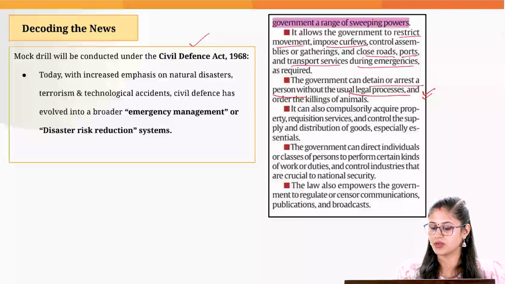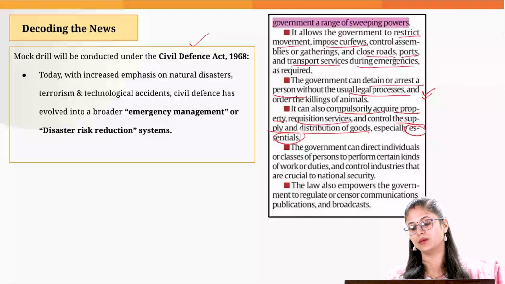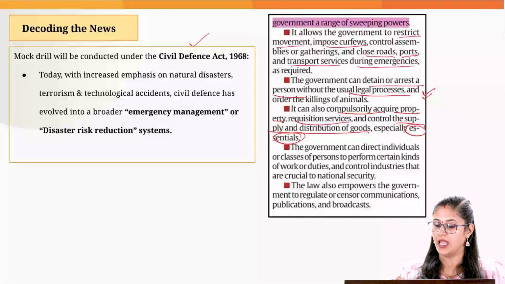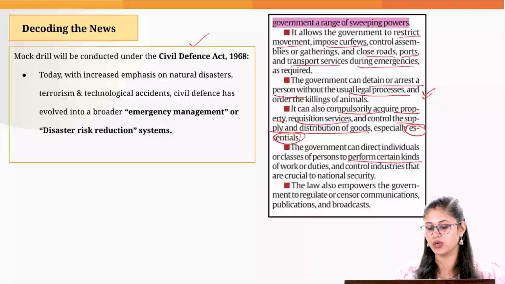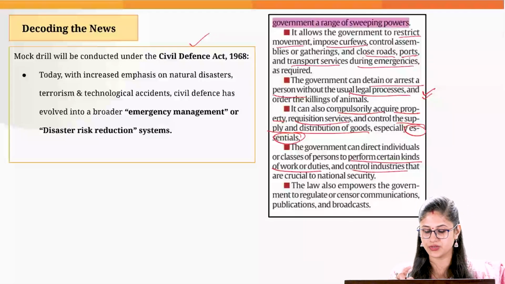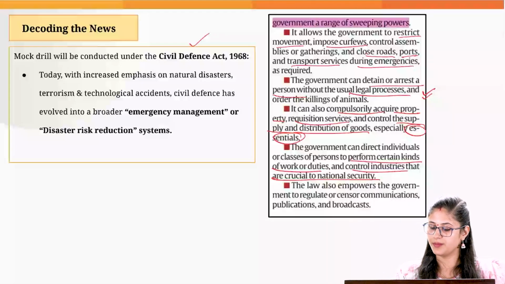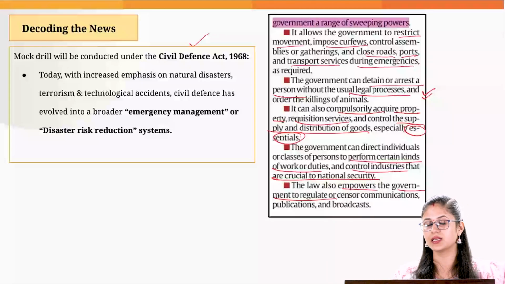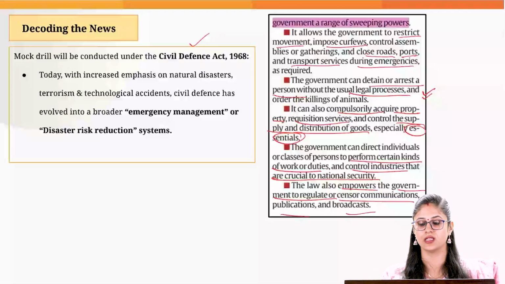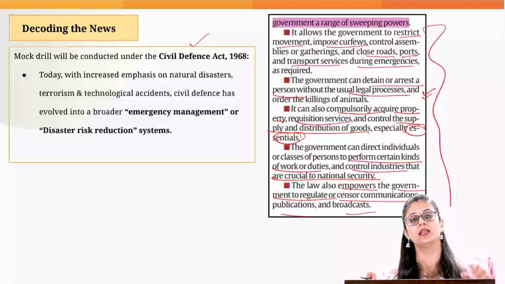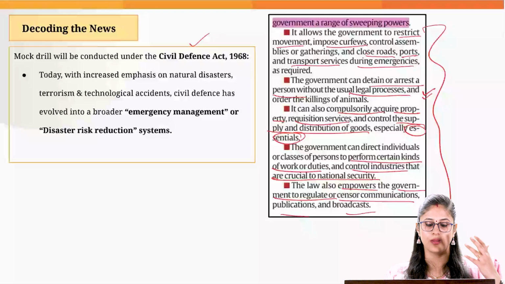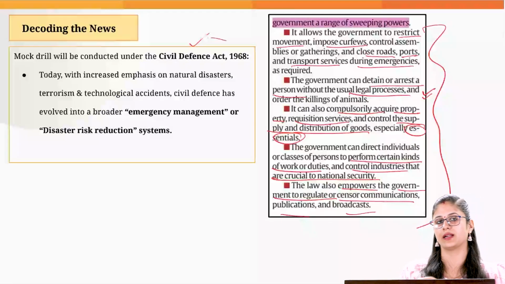Then it can also compulsorily acquire property, requisition services, and control the supply and distribution of goods, especially the essentials. The government can also direct individuals to perform certain kinds of work or duties, and it can also control industries that are crucial to our national security. The law also empowers the government to regulate and censor communication, publication and broadcast. So the government basically gets these wide-ranging powers through the Civil Defence Act.